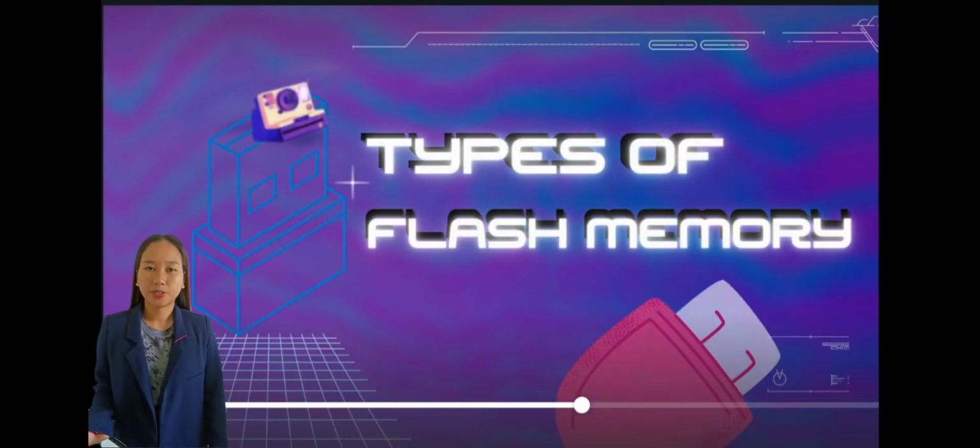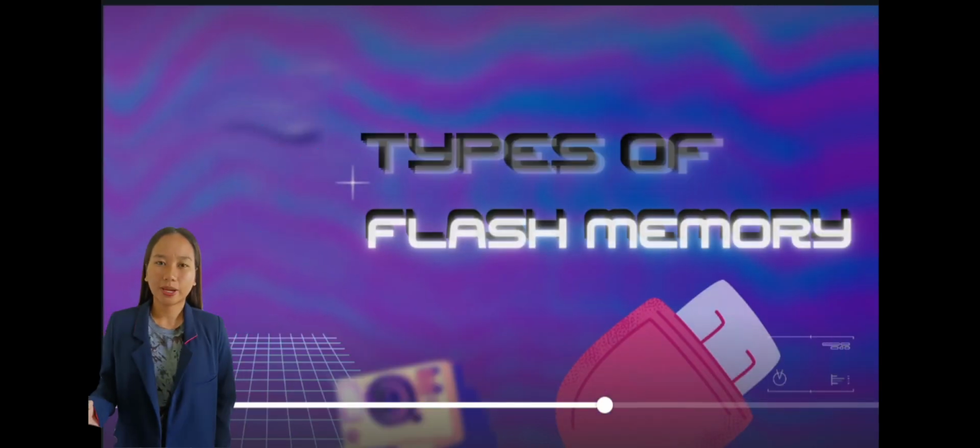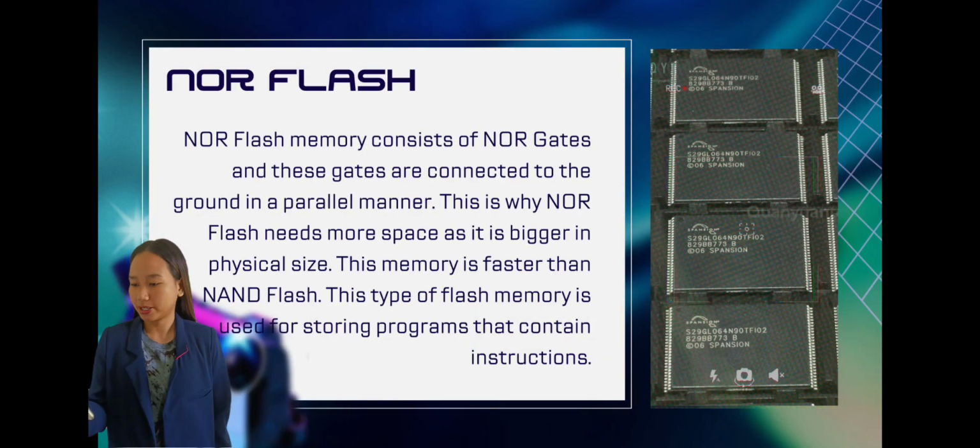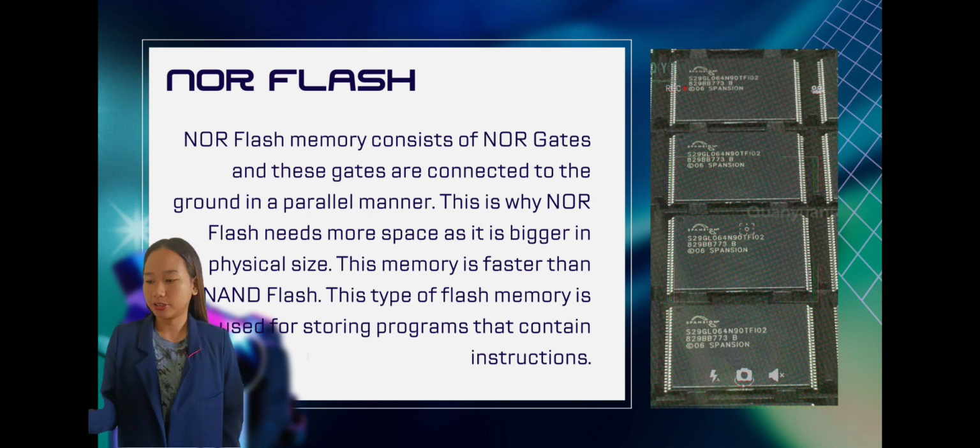Next is the types of flash memories. There are two types of flash memories. First is the NOR flash and second is the NAND flash. So what is a NOR flash?